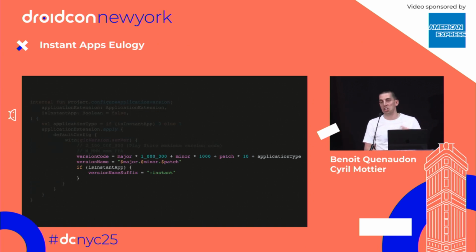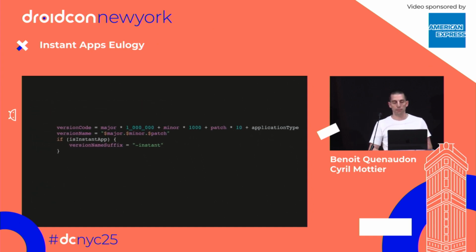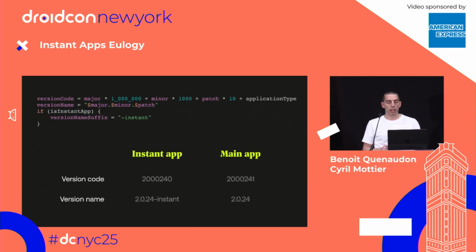And once you have that, you can tweak your version code and your version name based on this, and that's it. So if we look at what we do, it's super easy. If we look at the version code and it ends with a 0, that's an instant app. If it's a version code and it ends with a 1, it's the main app. And for the version name, it's very similar. The only thing is that we add a dash instant to the version name so that we know it's the instant app and not the main app.